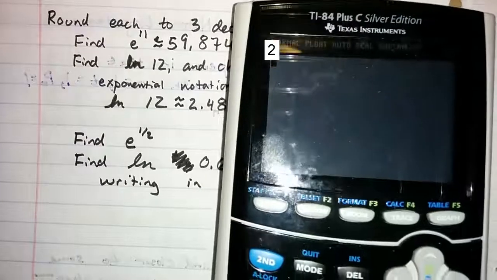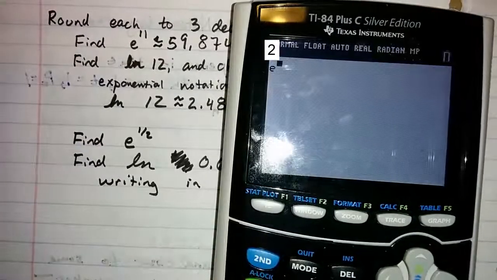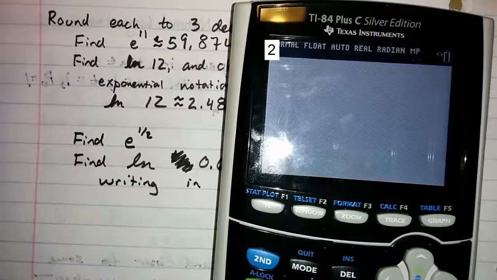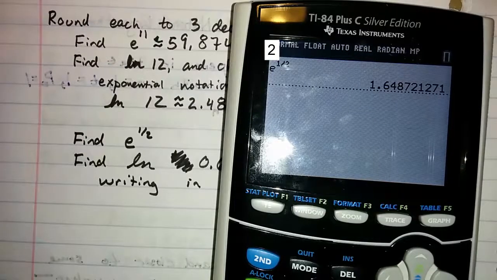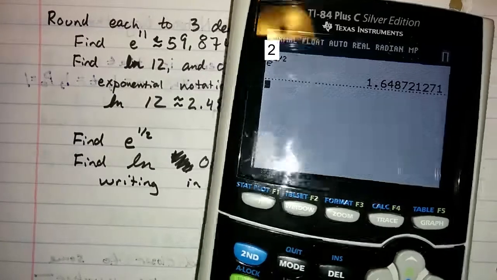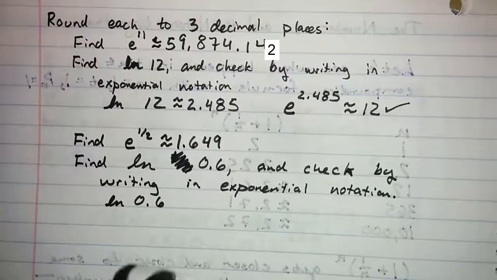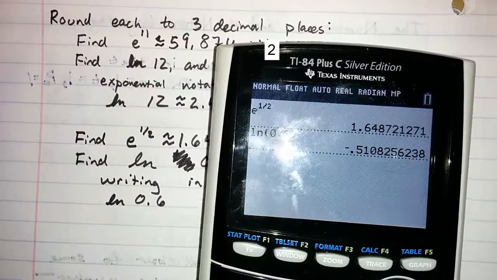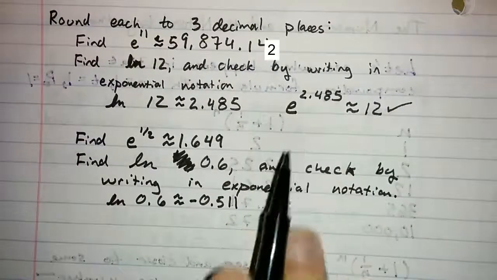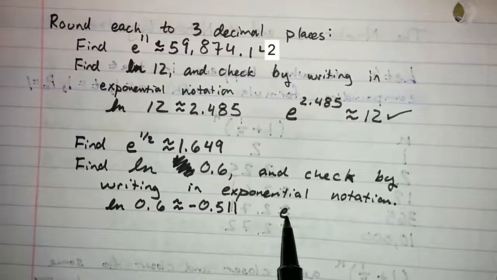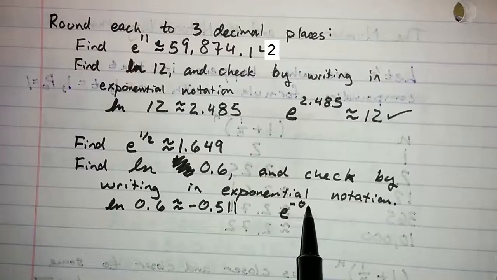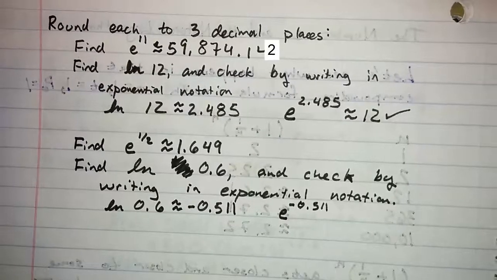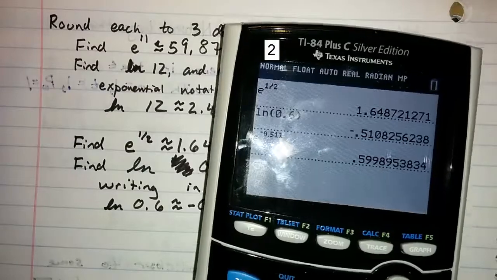Okay, well, e to the 1/2, we'll get about 1.649. ln 0.6, we'll get about negative 0.511. And then checking that by writing in exponential notation, e to the negative 0.511, yeah, that's pretty close to 0.6.